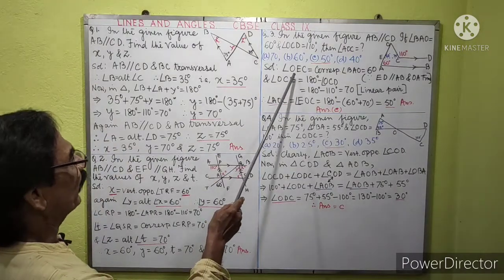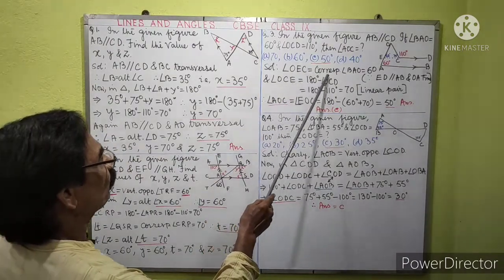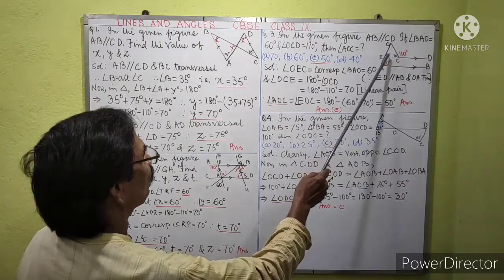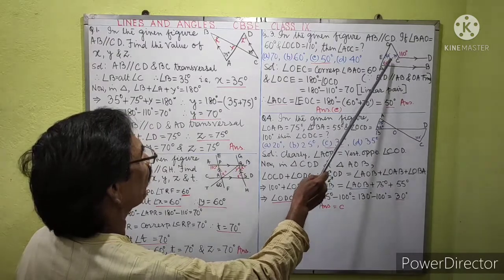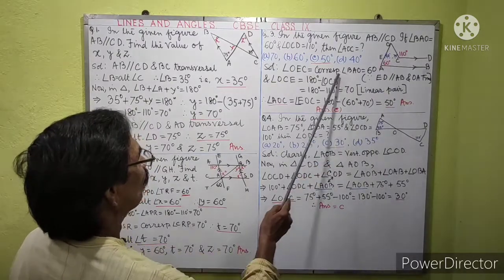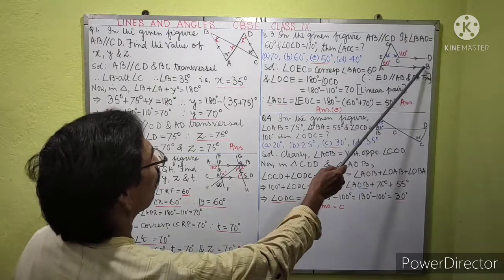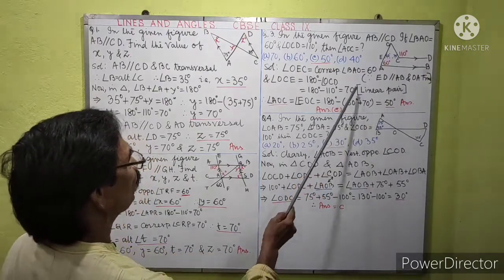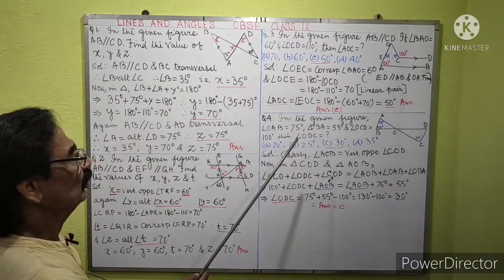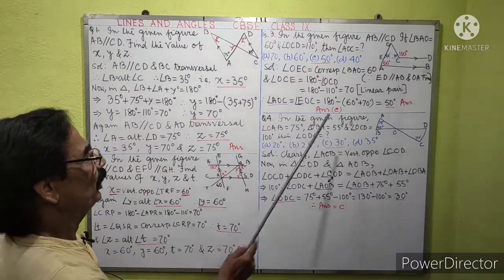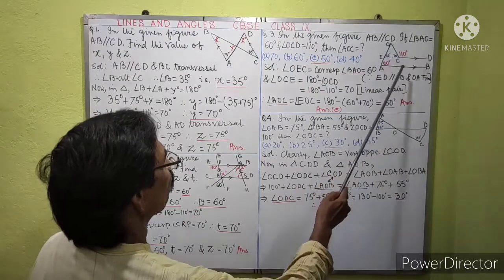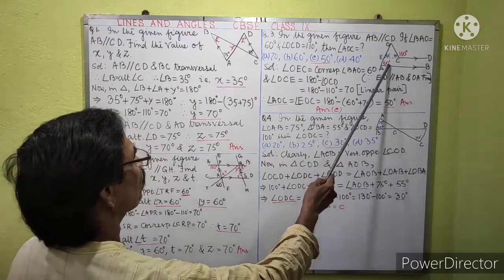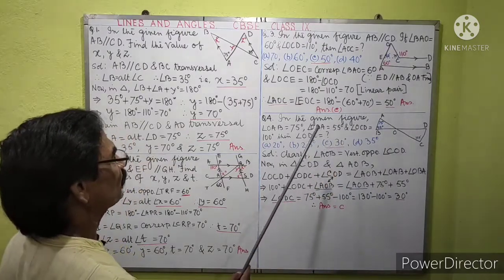Just see, angle OEC equal to corresponding BAO. This angle is equal to corresponding angle OAB, that is BAO. This is 60 degree, so this will also be 60 degree because they are corresponding angles. Corresponding angles are equal when the lines are parallel, because ED is parallel to AB and OA is transversal, so this is equal to 60 degree.